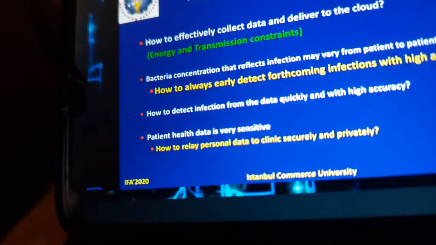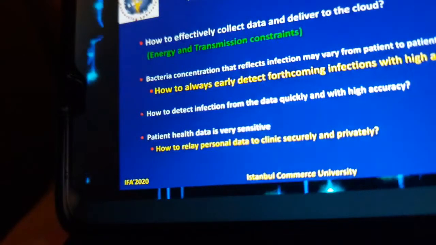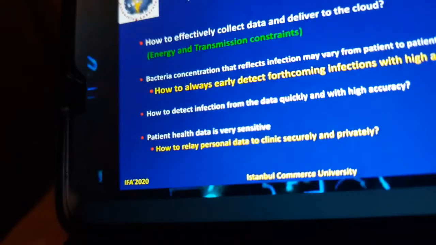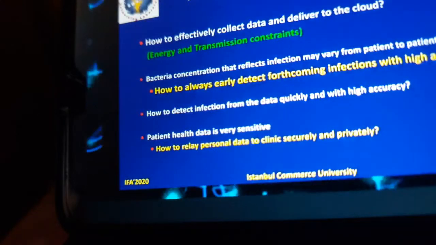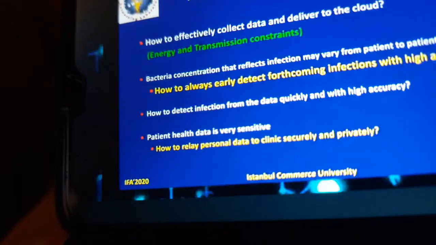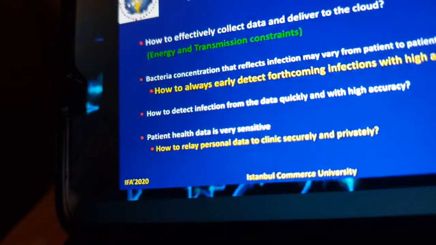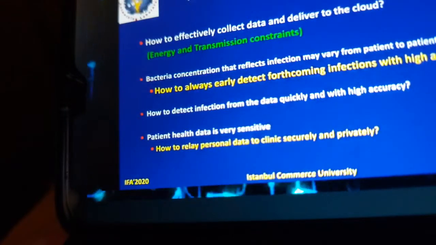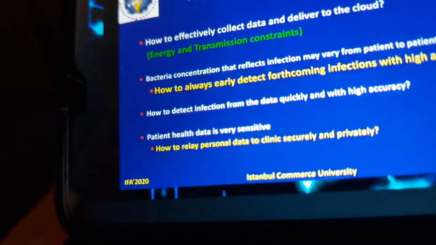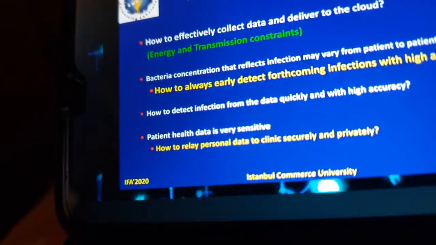And we may have energy and transmission constraints. We have to consider those. And bacteria concentration reflecting infections may vary from patient to patient. So that means, how can we detect these possible infections early and with high accuracy? And how can we quickly detect those infections with high accuracy, right? That also means how can we relay or transmit these data securely and privately to the physicians, for example, or the clinics, right?